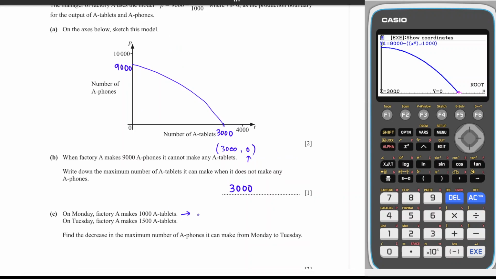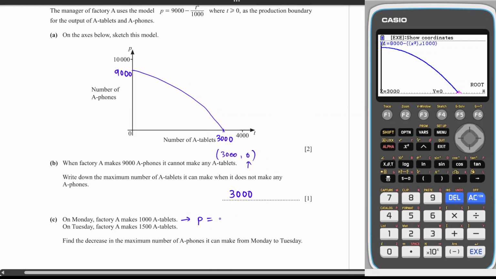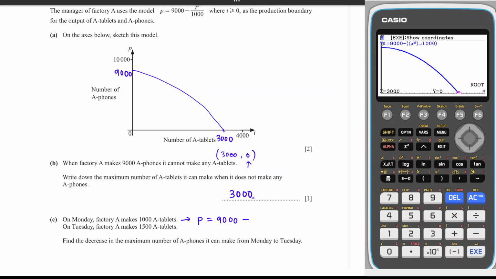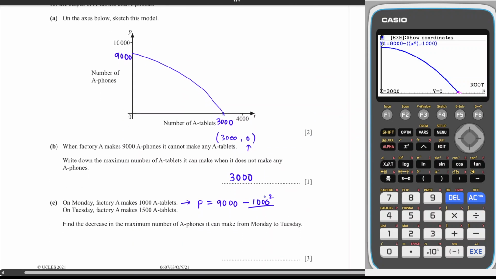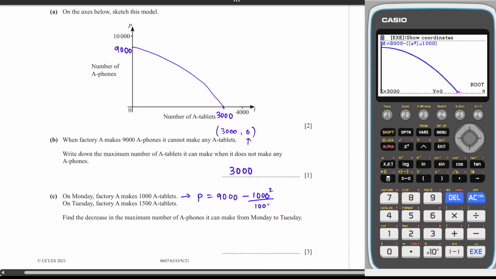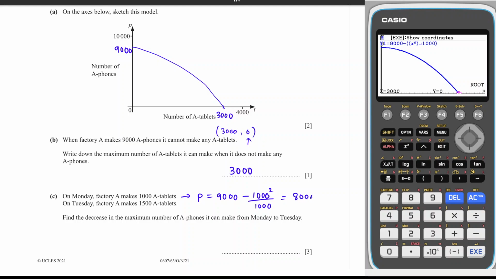So on Monday, P value will be 9,000 minus this is T square, that is 1,000 square by 1,000, which is 8,000. Similarly, for this, we have 9,000 minus 1,500 square upon 1,000.